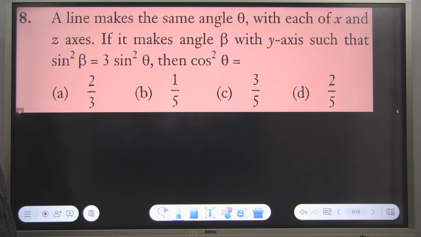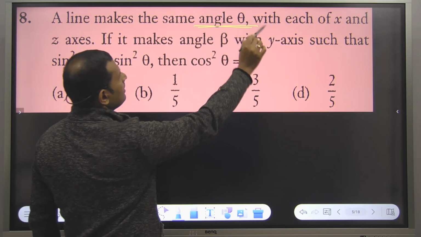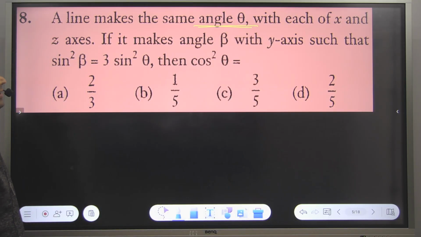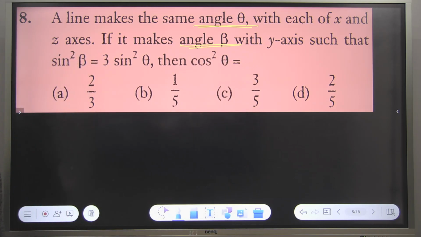A line makes the same angle theta with both x and z axis. If it makes angle beta with y axis such that sin square beta is equal to 3 sin square theta, then cos square theta is equal to? Okay. So with the x axis and z axis, what angle is it making? It is making angle theta, and with the y axis it is making angle beta. Right? Yes or no, students?